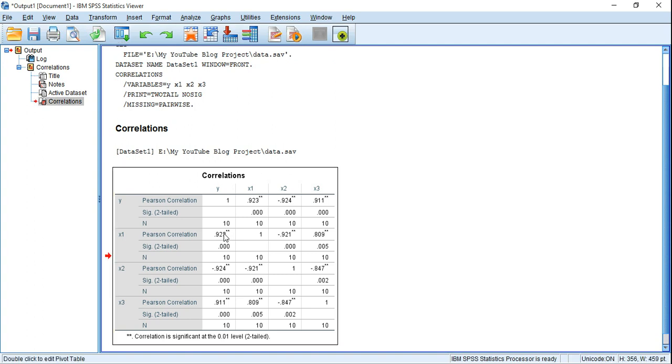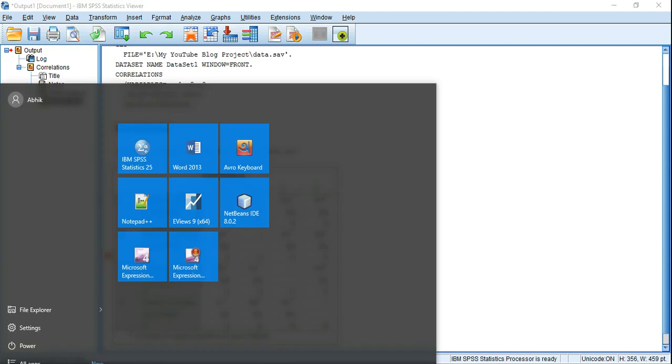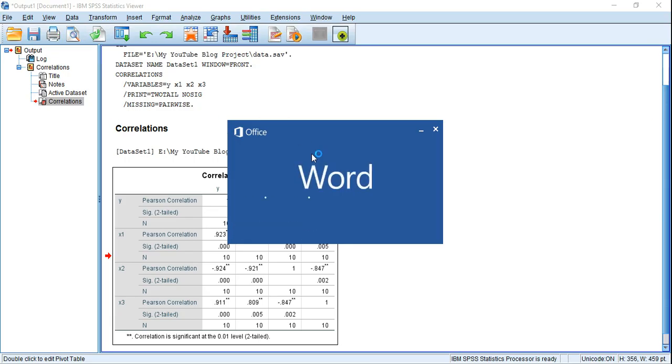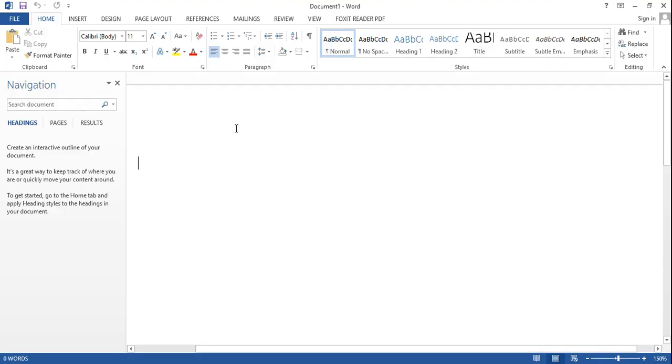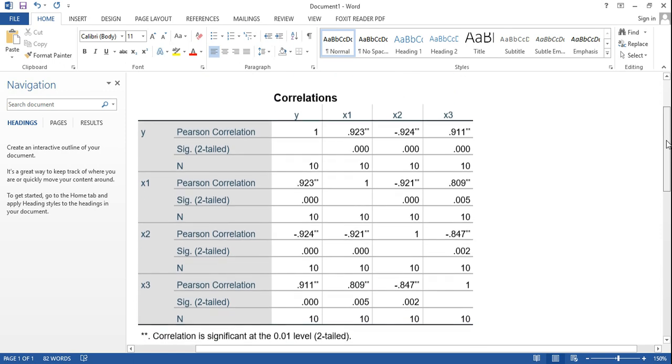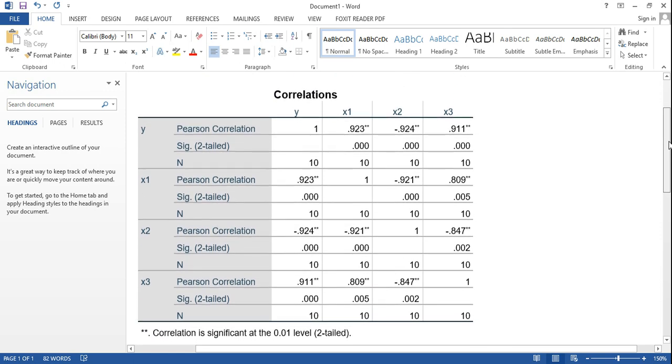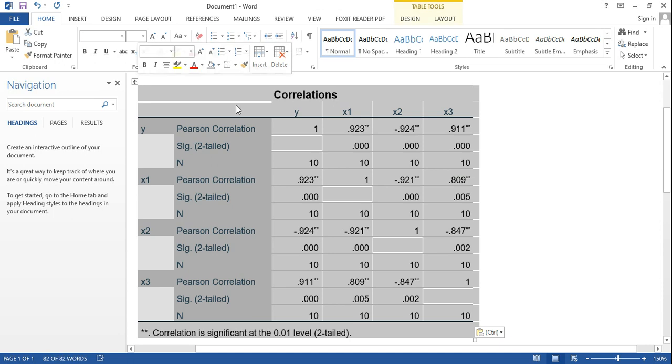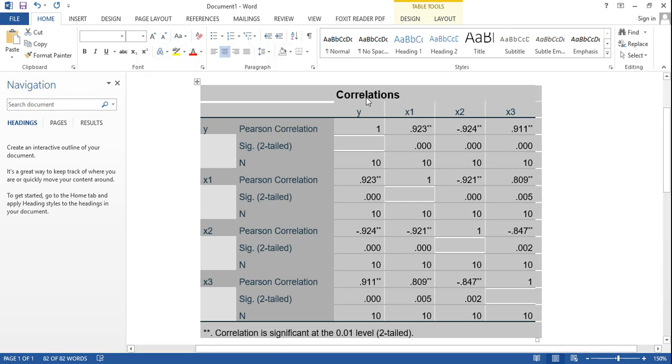This is the outcome, and now I have to interpret it, but the fonts are smaller, so I'm just copying it and pasting it in the Word file. So a larger font will appear, and bring it in the middle.